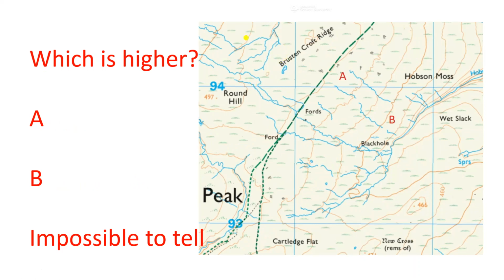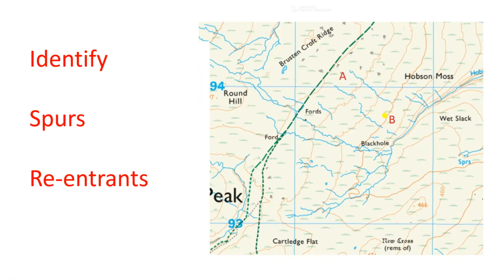If we zoom out on the map, you can see we've got a round hill here, a high point, with water draining down into a black hole and down off the map. So A is higher than B. If we understand spurs and re-entrants, we can work that out.